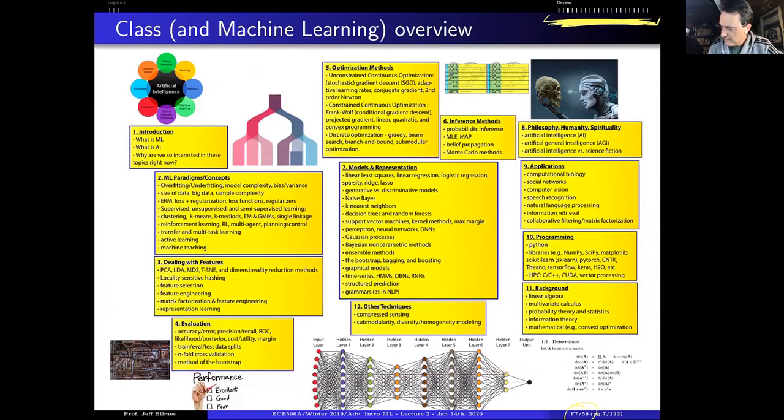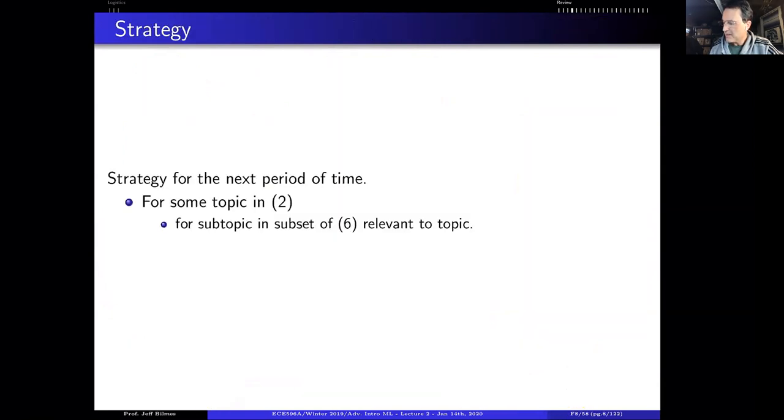Like today, we really want to be, this is quite critical, bias variance. And so we want to spend a lot of time on that. And so this is kind of our strategy.